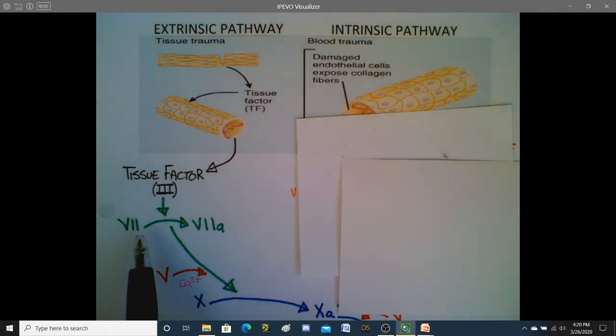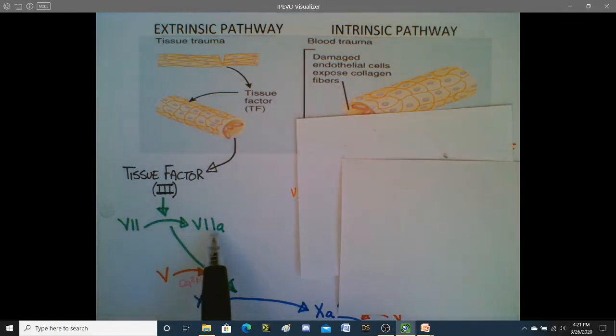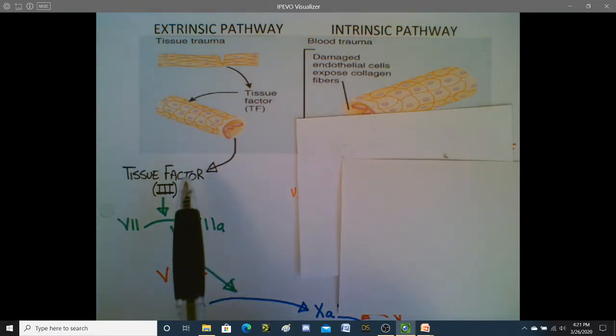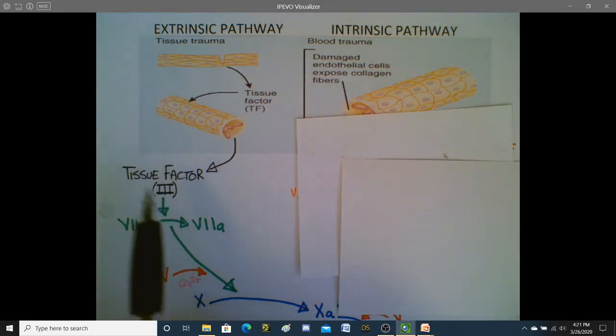And what it's going to do is activate another clotting factor called Clotting Factor 7. Now, Clotting Factor 7 is floating around in your bloodstream, but it's not activated. What tissue factor 3 does is it activates factor 7. So this A next to the Roman numeral represents that this is being activated. So tissue factor 3, we could call it clotting factor 3, is going to activate 7.